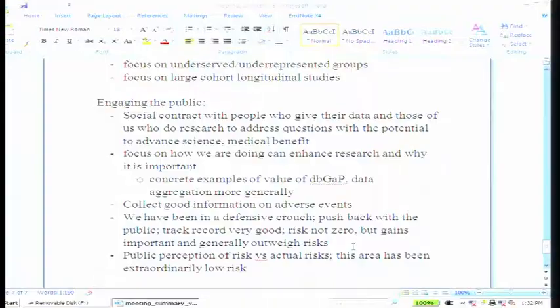And I really like the comment, we've been in a defensive crouch, it's time to push back with the public, the track record is very good. Certainly the risk of what we're doing is not zero, but the gains are important and vastly outweigh the harms that have occurred or potentially are likely to occur. And Mike, I just want to add, I think it didn't quite get in, the social contract is not just with those who give the data, but those who pay for it, the general public. Fair point. And then the difference between public perception of risks and actual risks.